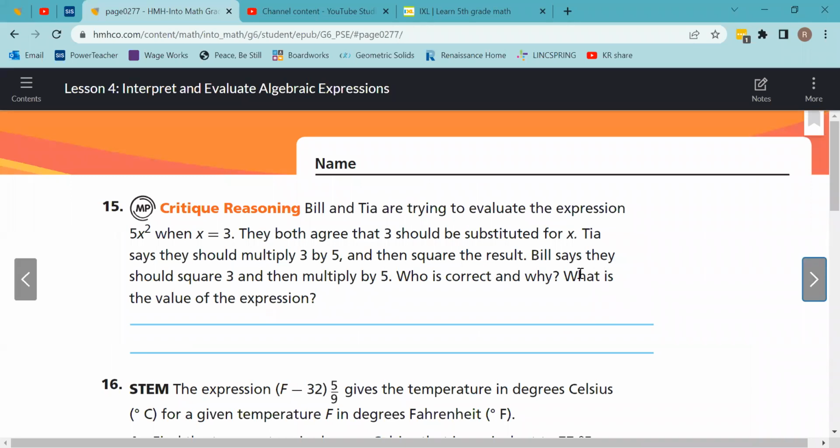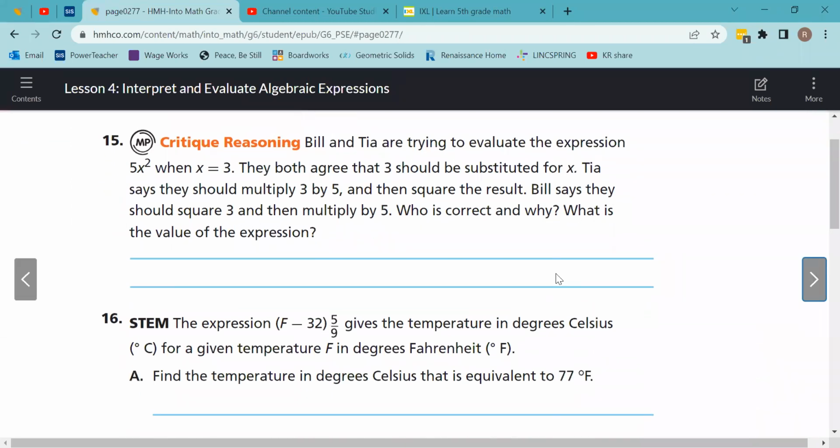Okay, on to page 257, number 15. Bill and Tia are trying to evaluate the expression 5x squared when x equals 3. They both agree that 3 should be substituted for x. Tia says, then we multiply 3 by 5. So I like to have this written out, and since I can't do my exponent, I'm going to just write it out: 3, 5, 3, and squared. Tia says next you multiply 5 by 3, you get 15, then you square the result. Bill says we should square the 3 first and then multiply that by 5. Who is correct and why? Then it says what is the value of the expression.